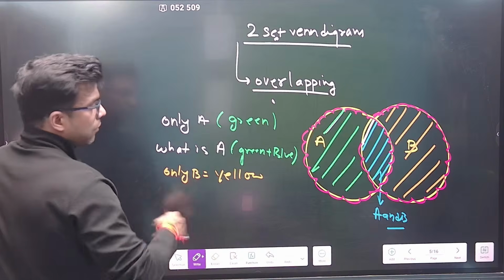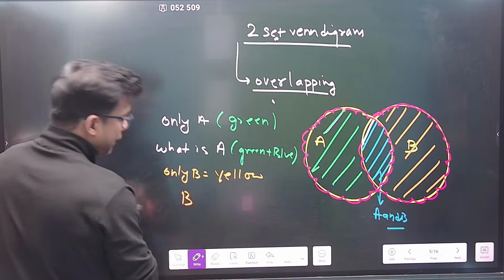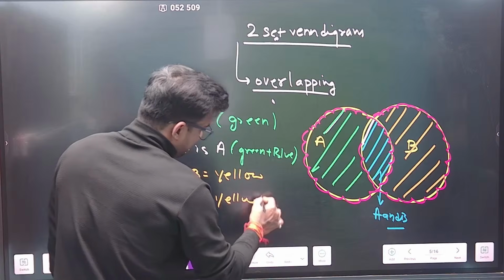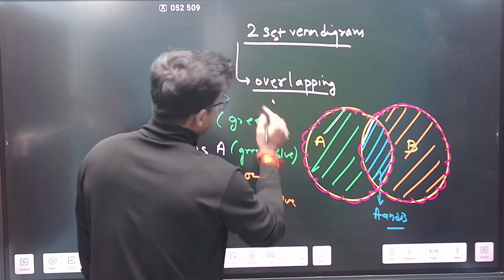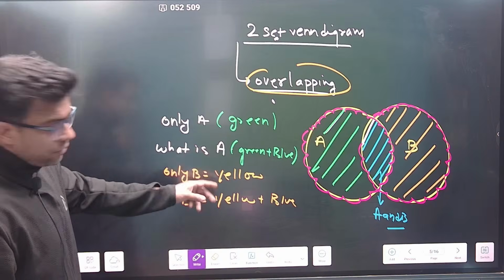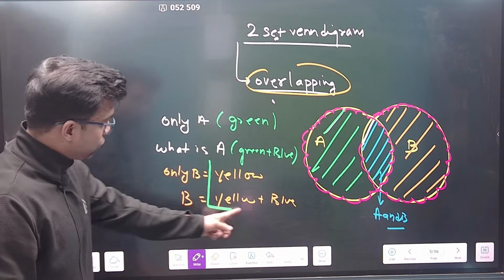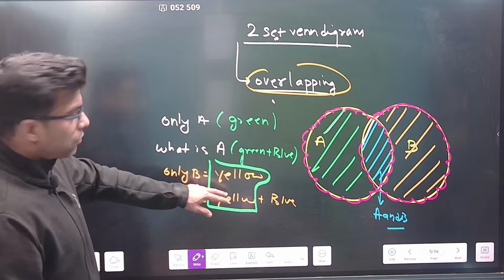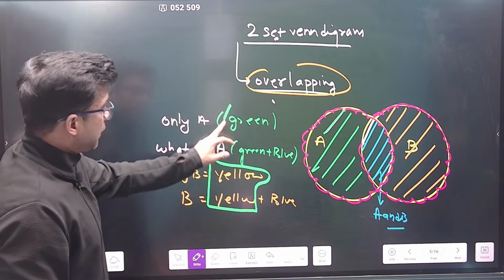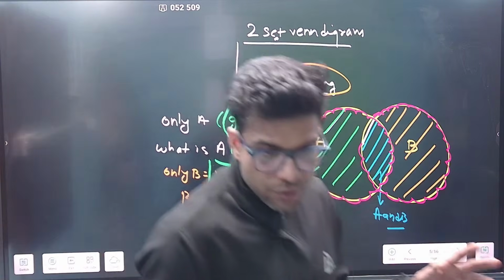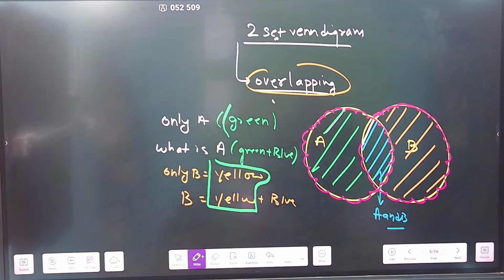And if I say B, then B would be yellow plus blue. So you are seeing why I have written overlapping here. When you count B, you are giving the yellow two times, right? When you're saying B, you're taking yellow two times. When you're saying A, you are getting green two times. So this is basically the main difference in the two set Venn diagram. Is it right?